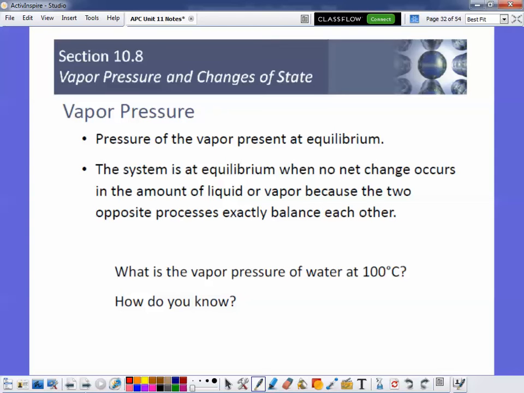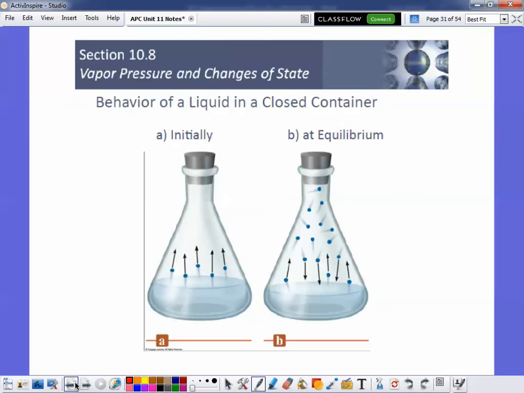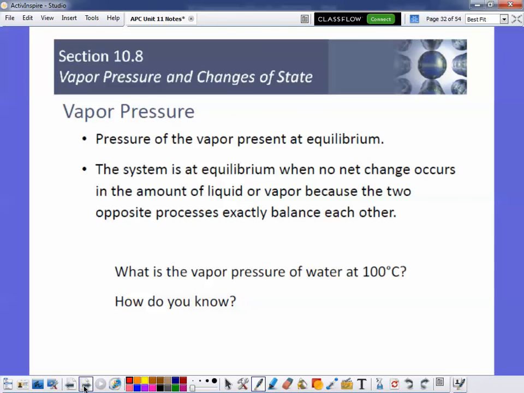So vapor pressure is the pressure of the vapor present at equilibrium. The system is at equilibrium when no net change occurs in the amount of liquid or vapor, because the two processes exactly balance each other out, which is what I was showing in this diagram here. Eventually it's going to become a constant vapor pressure.